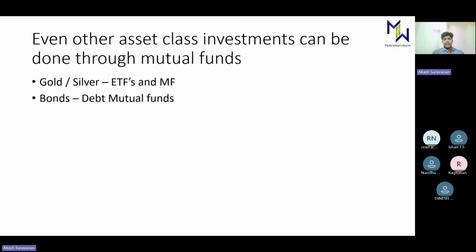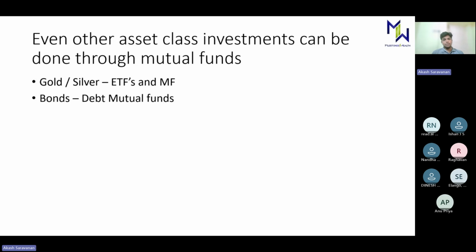So, like I was saying, comparing mutual funds with asset classes won't be the right question. It's not a right question, because mutual funds is not an asset class. All asset classes can be done through mutual funds. Mutual funds is an investment vehicle, where most people think that mutual funds is purely just equity mutual funds. You can do debt mutual funds.